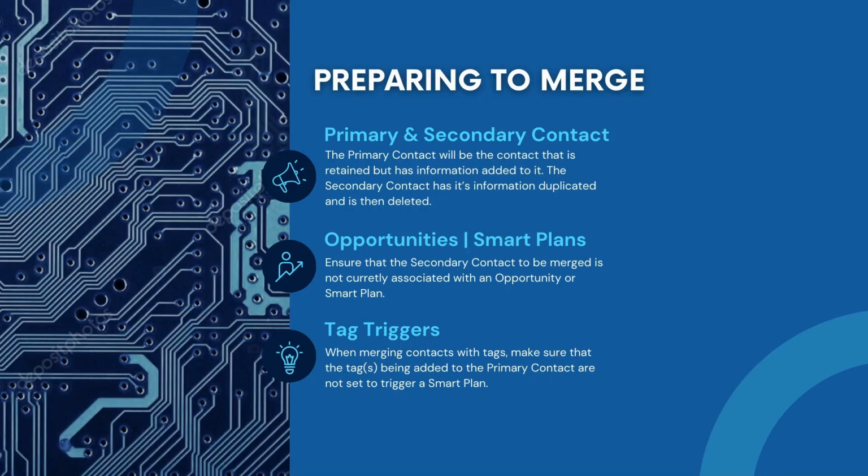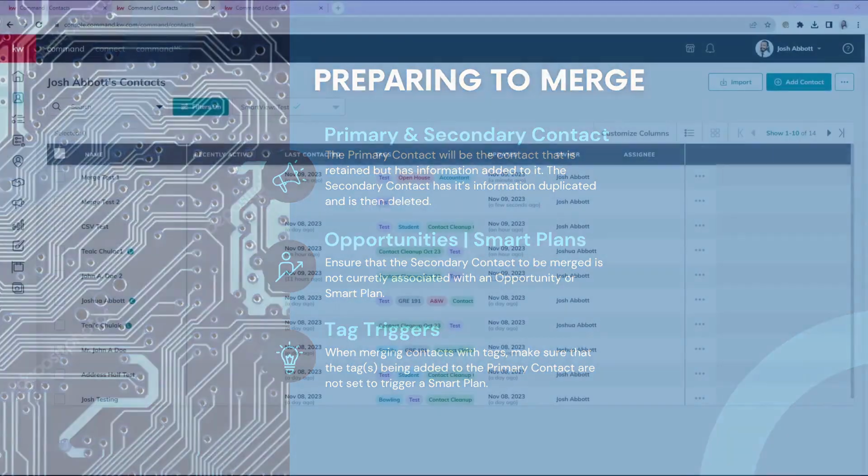And then the last thing that we want to take into consideration is going to be tag triggers. Now, if you have any smart plans that are designed to fire off when a contact is tagged a certain way, you want to make sure that one of those tags isn't being added to the primary contact. It's not going to break anything if you have it set that way, but it may cause that contact to be subscribed to a smart plan that you didn't intend them to be subscribed to, and have them get duplicate contacts from you that they may not want. Other than those slight caveats, this is a very simple tool to use, and let's hop into it.